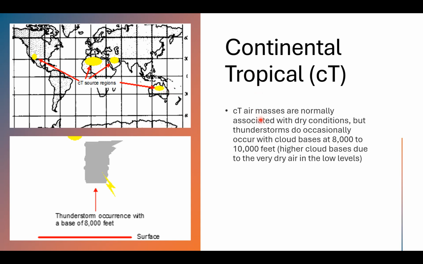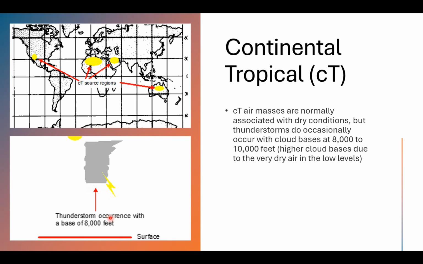The CT air masses are normally very dry, like I mentioned. You can get thunderstorms to develop, but they occur with very high cloud bases, 8 to 10,000 feet above the ground. And that's really because the air is so dry in the low levels of the atmosphere. Even though this land surface is heated intensely, as the air rises, it takes a while for that temperature to cool to the dew point because there's such a large spread between the temperature and dew point at the surface. So it takes a while for the air to get saturated and for you to actually see the cloud base. And it can be 8 to 10,000 feet above the ground.